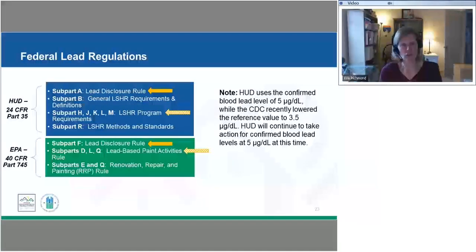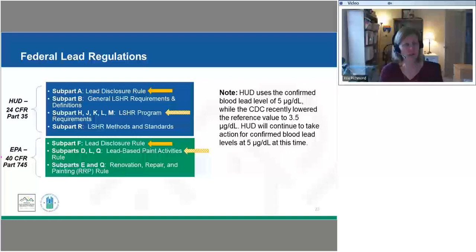So there are 2 federal regulations that we're going to discuss today. The first is HUD's regulations. Those are found at 24 CFR Part 35. And then we have EPA's regulations, which are found at 40 CFR Part 745. And if you're new to regulation, CFR stands for the Code of Federal Regulations, and you are always going to find HUD regulations at Title 24, and you'll always find EPA regulations at Title 40.